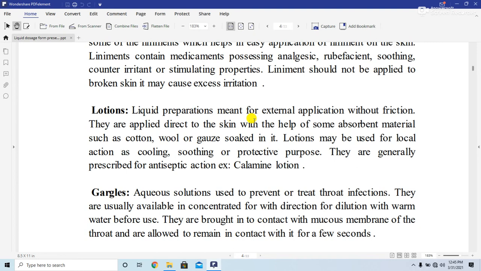Another liquid dosage form is called gargles. Gargles are pharmaceutically aqueous solutions used to prevent or treat throat infection. They are usually available in concentrated form with directions for dilution with warm water. Before use, they are brought into contact with the mucous membrane of the throat and allowed to remain in contact for a few seconds.